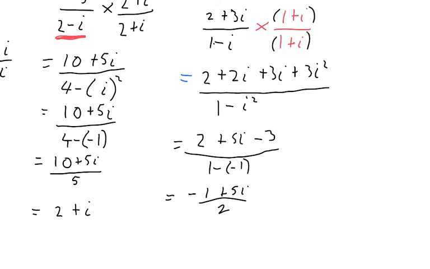Now we want it in the form of a plus bi, so it's going to be negative a half plus 5 over 2 i. In this case, a would be minus a half and b would be 5 over 2.